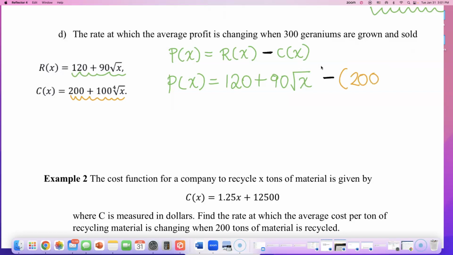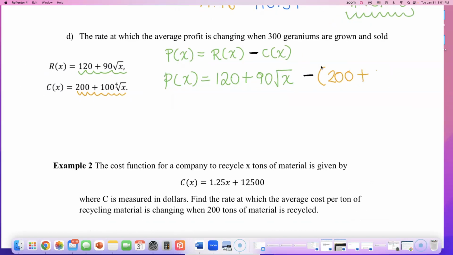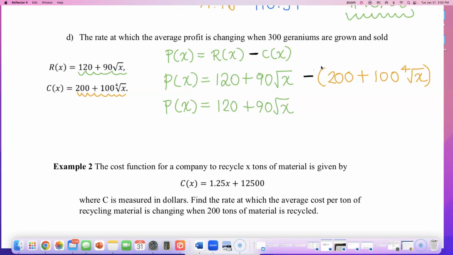200 plus 100 times 4th root of x. So that is going to be the profit function. Let's see if we can simplify this a little bit. I will get 120 plus 90 times square root of x. And let's get these two out of this parenthesis by distributing the negative. Minus 200 minus 100 times 4th root of x.